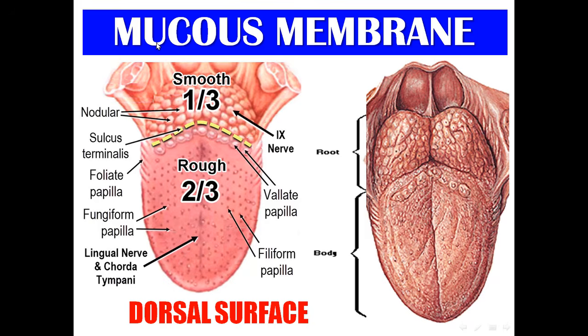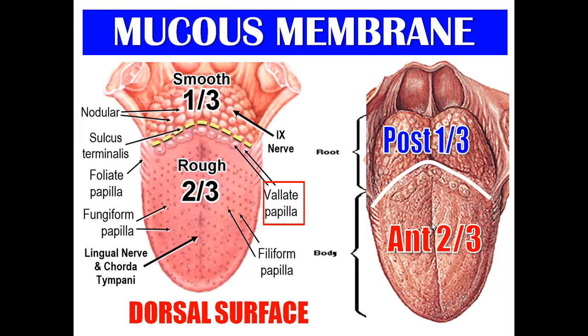Start with the mucous membrane of the tongue. This is the mucous membrane, this is the dorsum of the tongue, the dorsal surface. It is divided by this sulcus terminalis into anterior 2/3 and posterior 1/3. So the mucous membrane of the dorsal surface of the tongue is divided into anterior 2/3 and posterior 1/3. This is the oral part and this is the pharyngeal part.